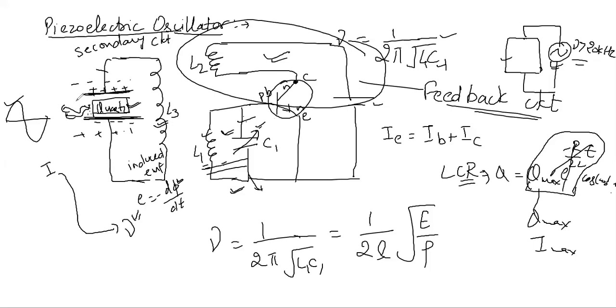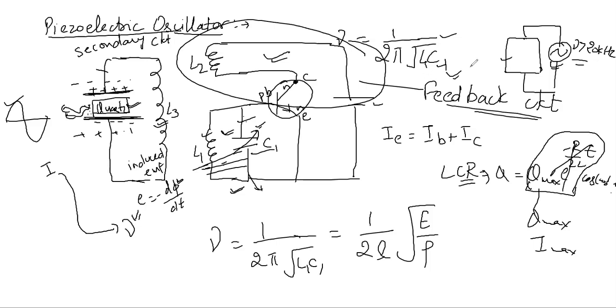So you need to come up with the method in such a way that whatever energy is being lost from this LC circuit, you feed back that much energy into the circuit. And that is basically done by this feedback circuit here.